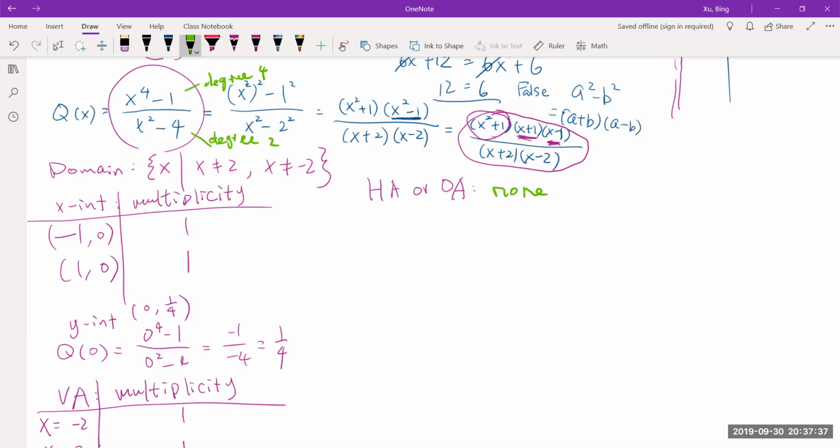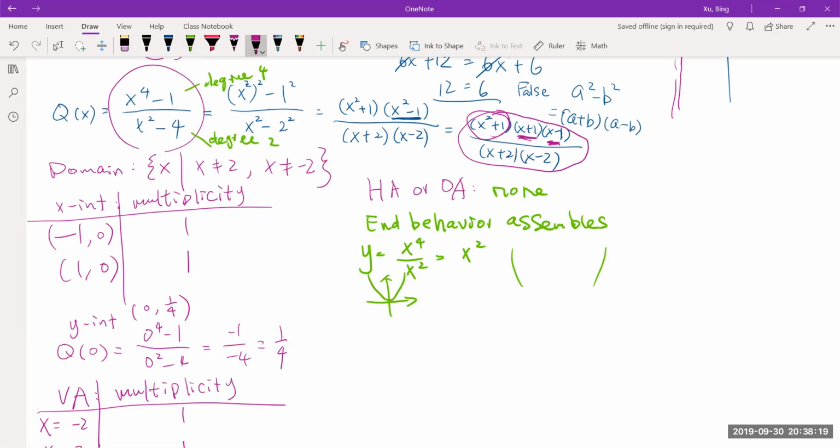And we say the end behavior resembles the ratio of the two leading terms. So the end behavior resembles y equals what? On top, the leading term is x to the 4th. On the bottom, the leading term is x squared. So in this case, it's x squared. That means your end behavior will be something like that, because y equals x squared goes like this. Your end behavior should be the same as that. Any questions so far before we graph?